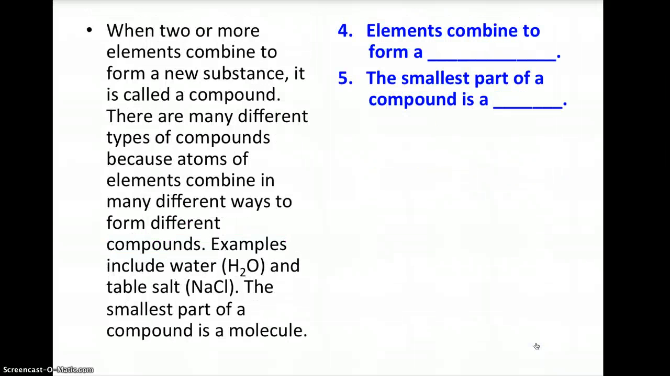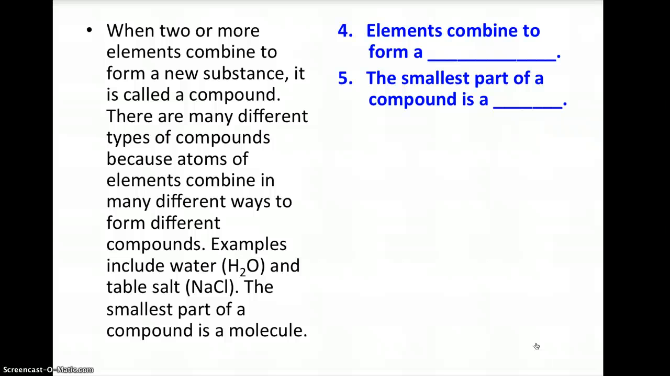When two or more elements combine to form a new substance, it is called a compound. There are many different types of compounds because atoms of elements combine in many different ways to form different compounds. Some examples include water, H2O, and table salt, NaCl. The smallest part of a compound is a molecule.